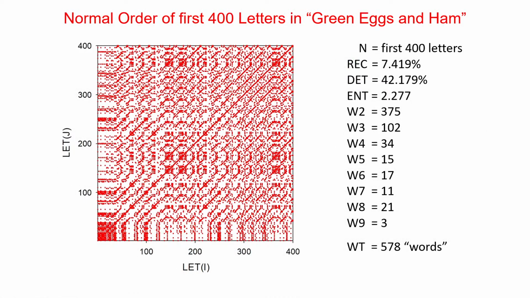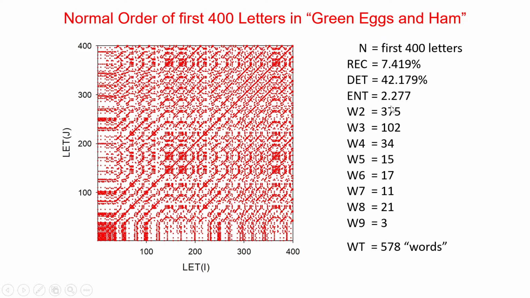Now here's the first 400 letters in the recurrence plot in Green Eggs and Ham. There's 400 letters, encoding A is 1, B is 2, C is 3, like that. And now the density of this plot is 7.4% recurrence rate. Determinism, in other words, 42% of the points are lined up in diagonal line structures. And then we have another measure, entropy.